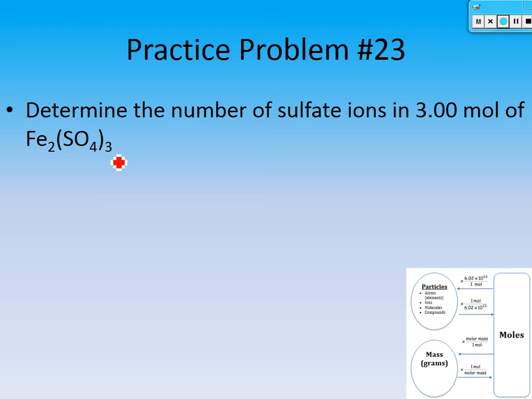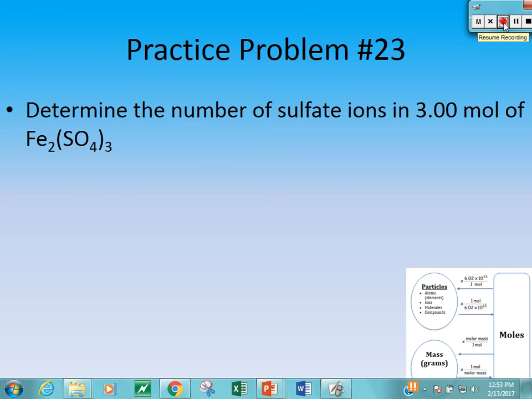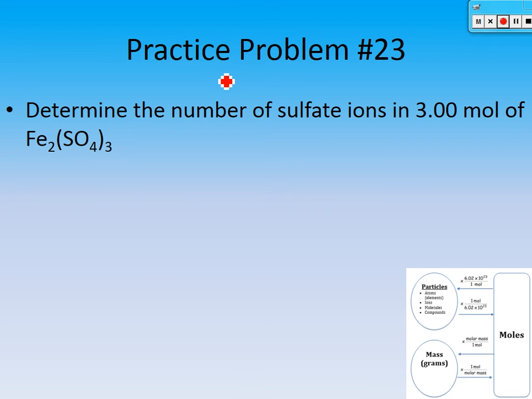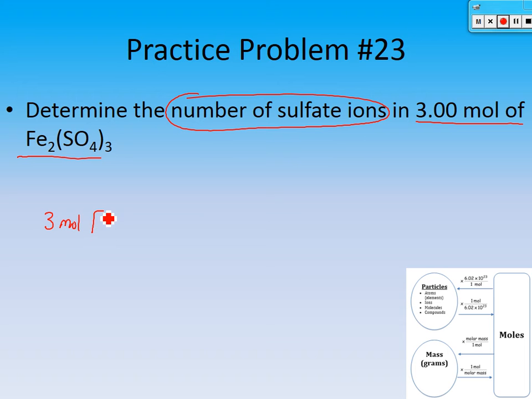Try it. If you're watching the video, please hit pause. Try it on your own. Hit play once you have your answer. Okay, let's see how you did with that one. Hopefully you started by underlining 3 moles of iron sulfate, and then you circled number of sulfate ions. Okay? So we've got 3 moles of Fe2(SO4)3 for iron sulfate. Put that over 1.